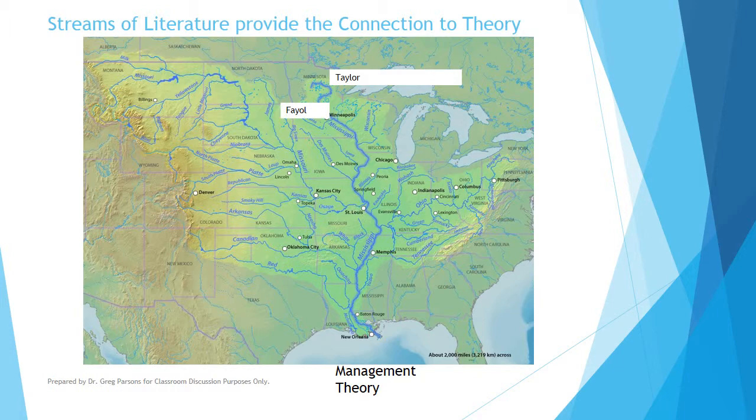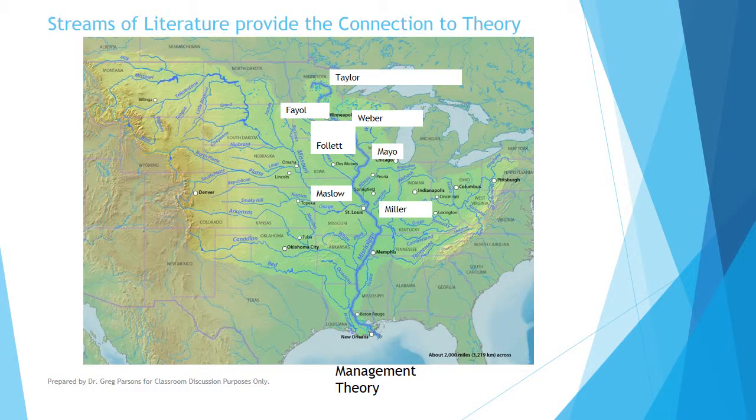So after Taylor, Fayol was writing about it in Europe. Max Weber was writing about bureaucracy and organizations in Germany. Mary Parker Follett worked with the human relations theory of management. Elton Mayo and the Hawthorne experiments looked at the effect of social interaction on productivity. Abraham Maslow introduced the idea of motivation and his needs hierarchy into the field of management.